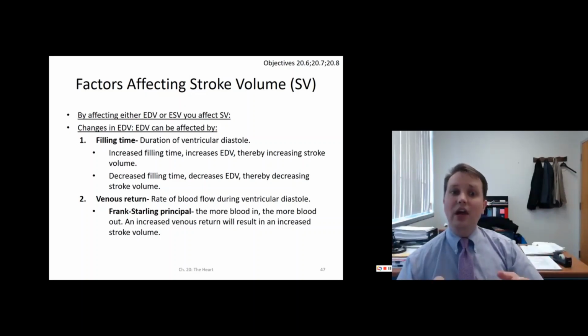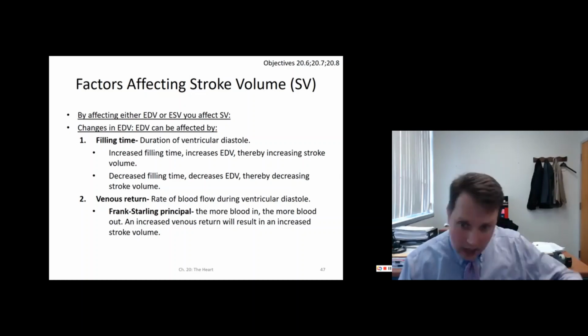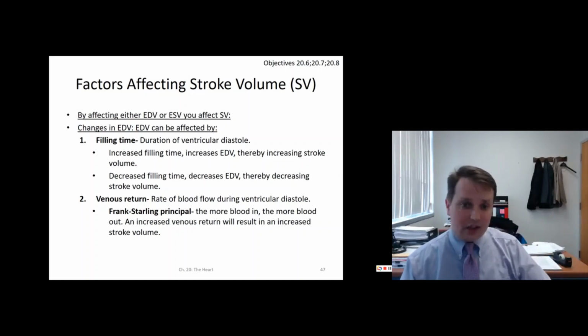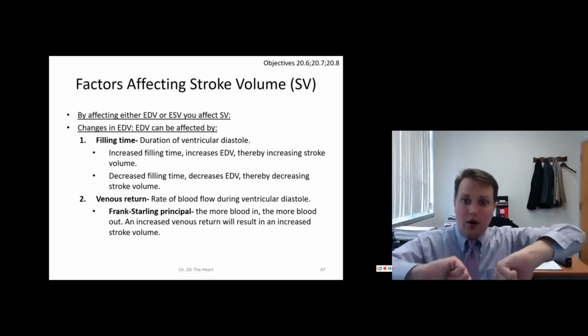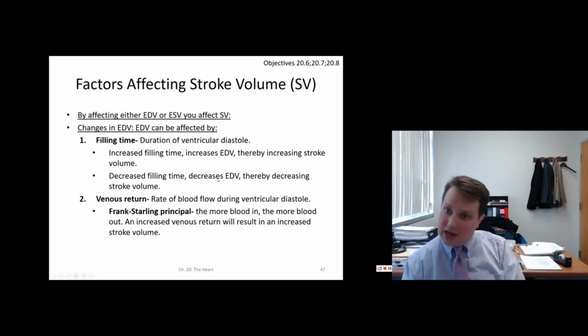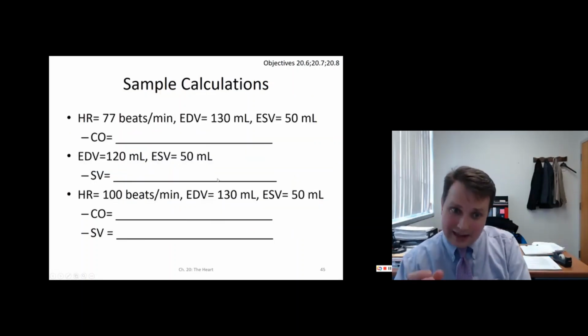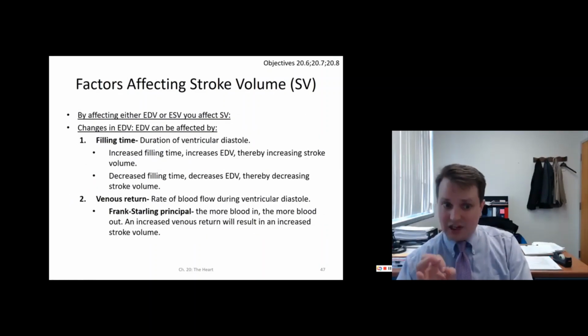Now, if you give it less time, if I don't hold the bucket under the spigot longer and pull it away after a few seconds, there's not much water going to go into your bucket. So if I decrease the filling time, EDV goes down. And if EDV goes down, stroke volume goes down. So the goal here is if we understand the EDV and stroke volume relationship here, then this makes sense.